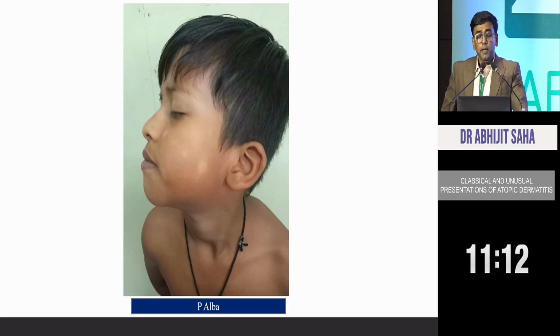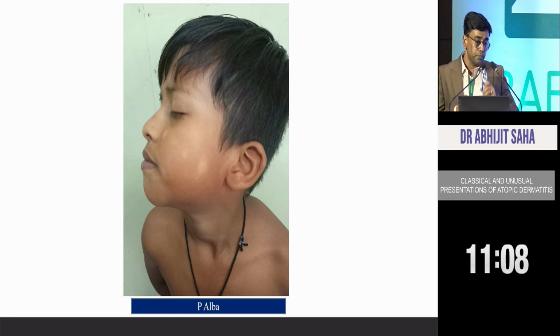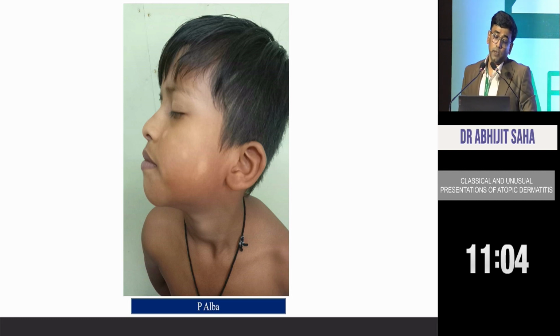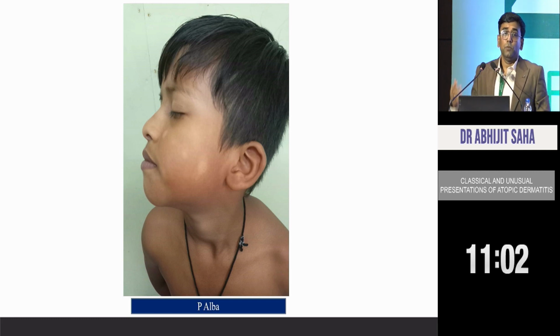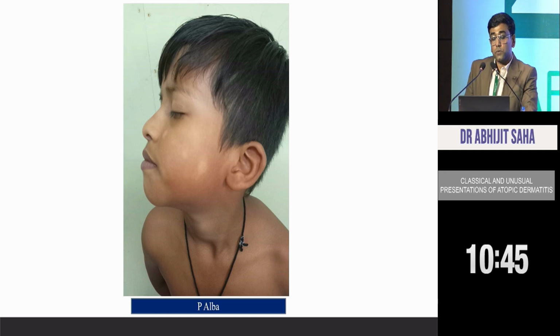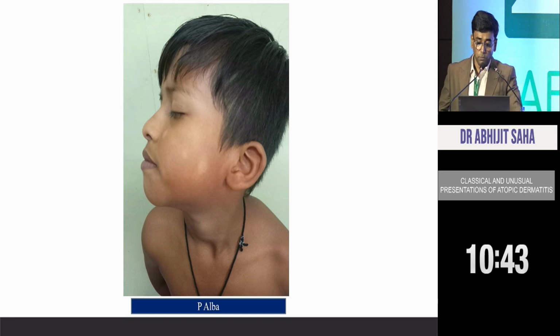Again, any kind of hypopigmented patch over the face or any other body part for that matter actually raises the eyebrows of the parents and creates a lot of apprehension regarding the fearful disease called vitiligo. So again, we need to reassure them, this child's skin is very dry, you need to moisturize it, and along with proper sunscreen and pimecrolimus, this problem can be solved.